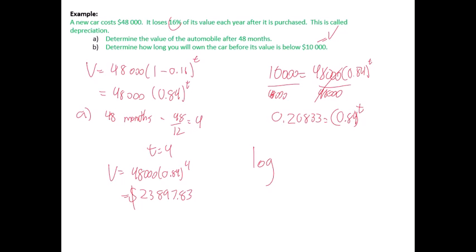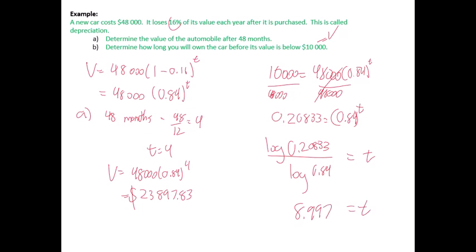So what we need to do is take the log of your constant, 0.20833, divided by the log of your base, the base of the exponent. So that's 0.84, and that's equal to your exponent, in this case t. Doing log of 0.20833 over log of 0.84, that's going to give us 8.997 equal to t. That's pretty much 9 years. So it takes 9 years for our car to reach a value of or below 10,000.